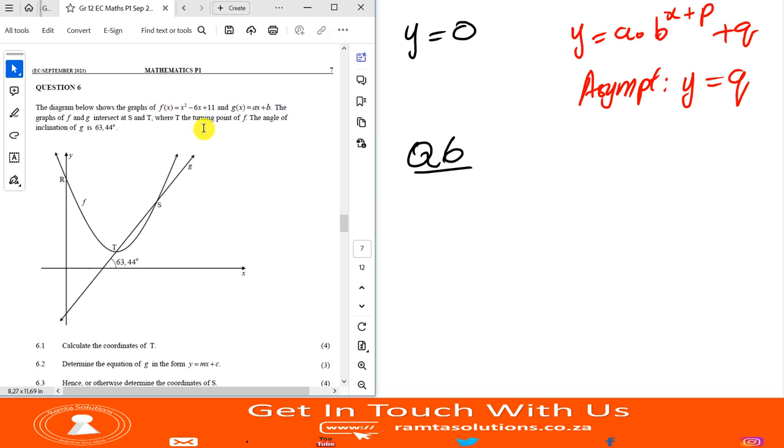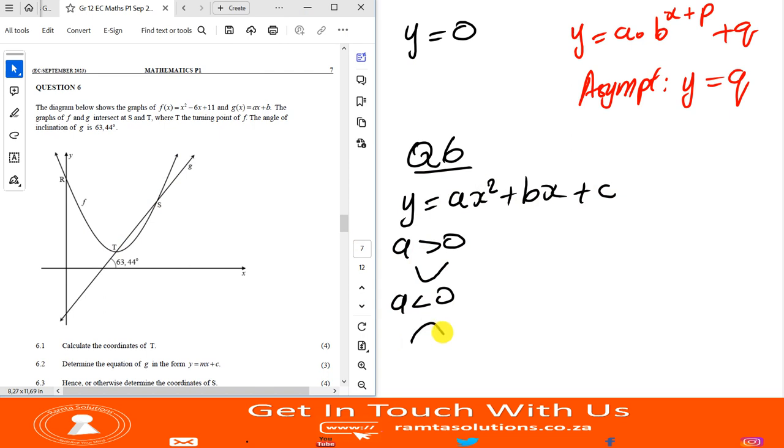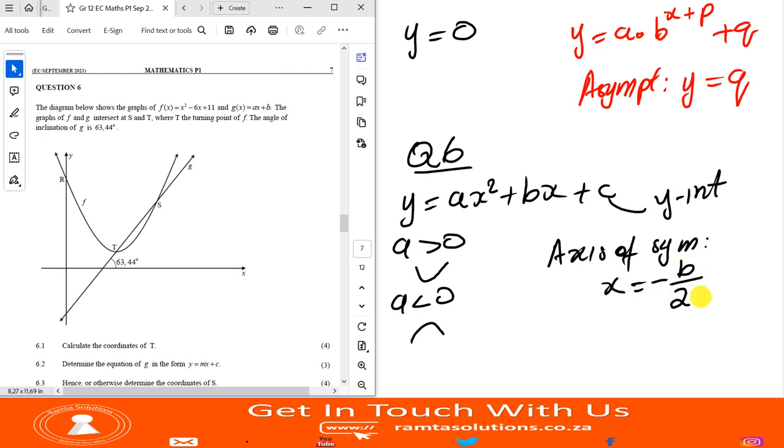Question 6, I see we have a straight line and we have a parabola. So a parabola of the form y equals ax squared plus bx plus c. Of course, when a is positive, it is smiling. When a is negative, it is frowning. Now, c represents your y-intercept. Now to find the axis of symmetry, you will say x is equal to negative b over 2a.